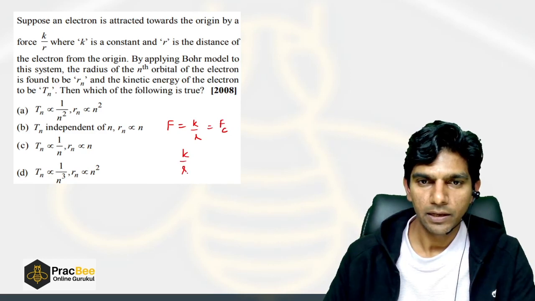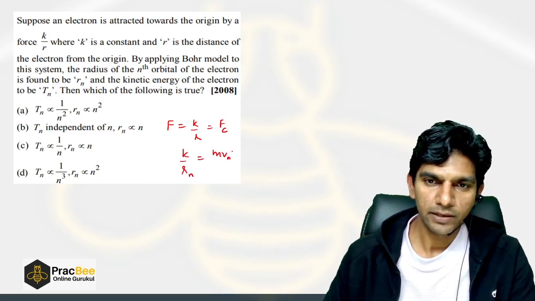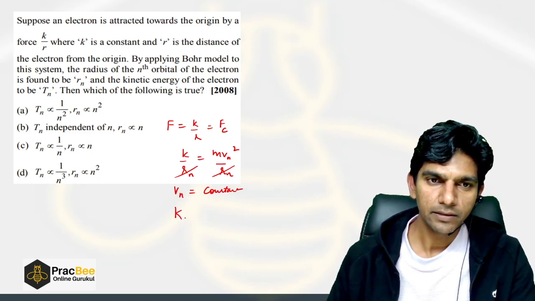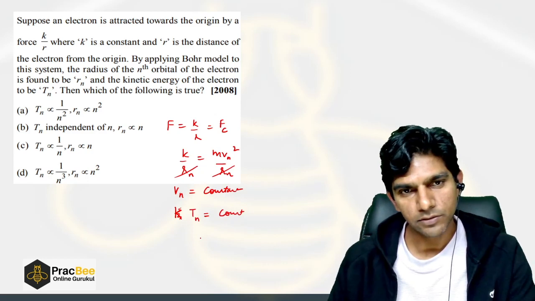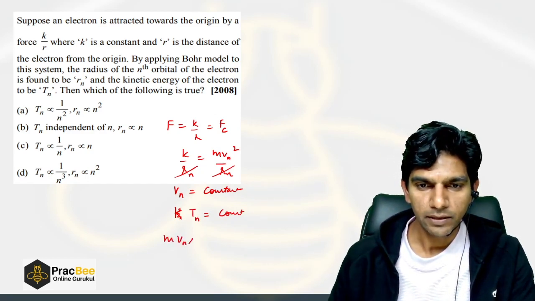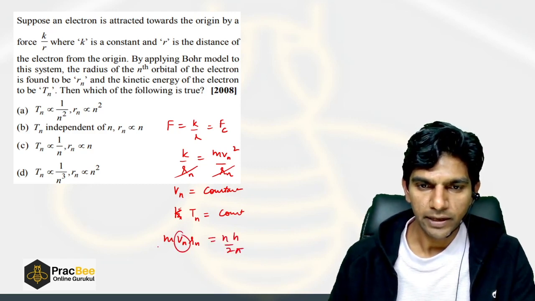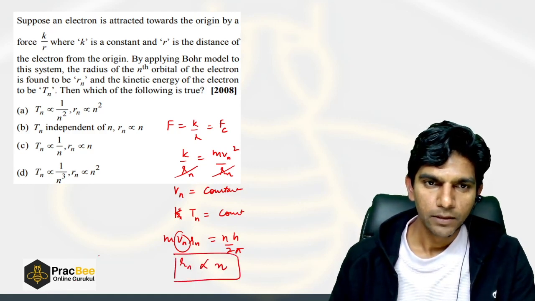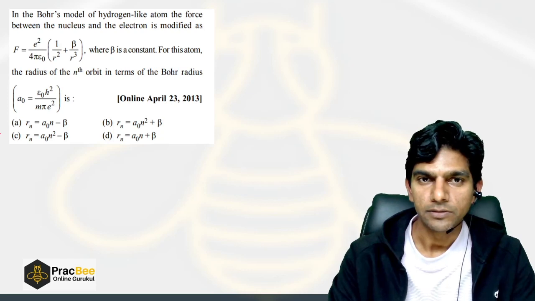So K by Rn is equal to mVn square by Rn. So this R will get cancelled out. So we can say Vn is nothing but constant. If Vn is constant, we can say kinetic energy, or here it is given as Tn, is constant. If kinetic energy is constant, Vn is constant, and we know that mVnRn is nh upon 2 pi. So Vn is constant, so we can say Rn will be directly proportional to n. So option B is the right answer.